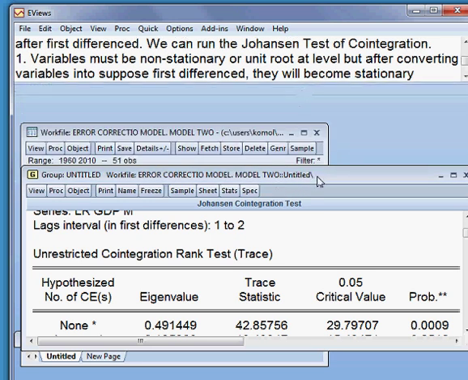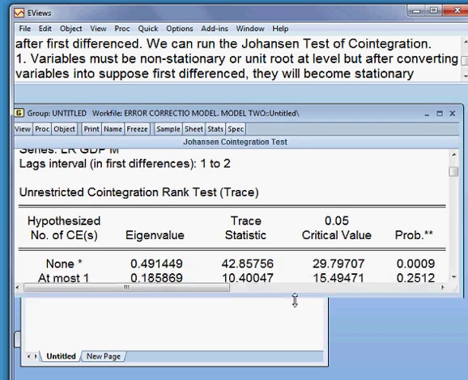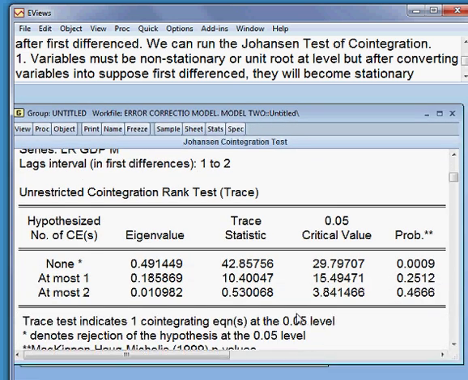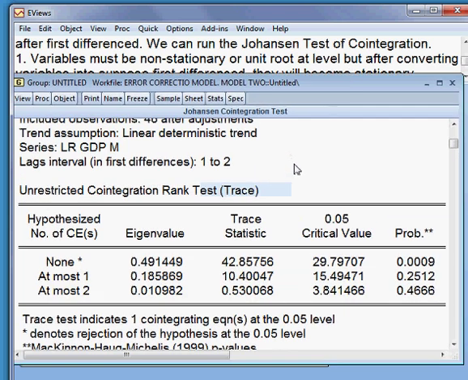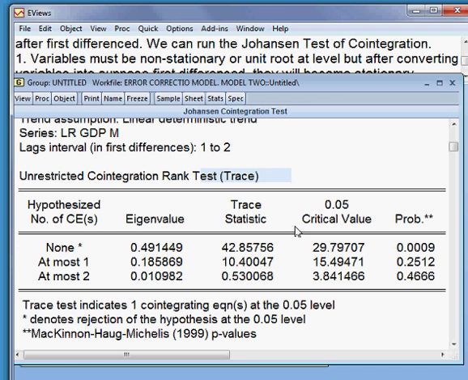Okay, then what happens from here? You can see from here. First I check the trace statistics and the outcome. What is the result? The first result is none. What is none? None means there is no co-integration. That is the first hypothesis.